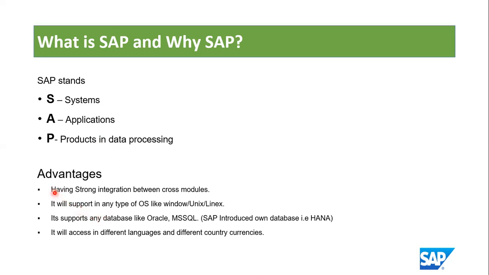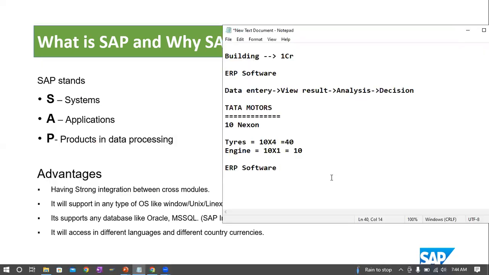Coming to the advantages, we have a strong integration between the cross modules. What is meant by strong integration between the cross modules? Let's say, for example, what are the departments we have in any industry? Like we have a procurement department.